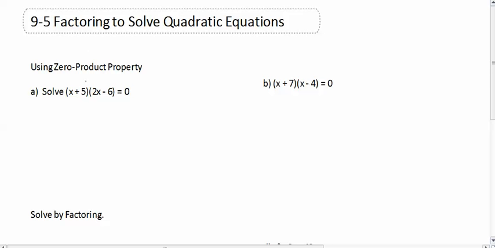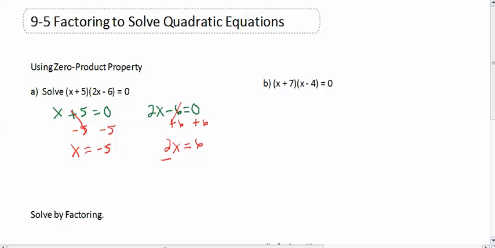So all we have to do is rewrite our problem as x plus 5 is equal to 0, and then 2x minus 6 is equal to 0. And then you're just going to solve for x. So we have subtract 5, so our x is equal to negative 5. And then we're going to add 6, so now we have 2x is equal to 6, divide by 2, and we have an x is equal to 3.